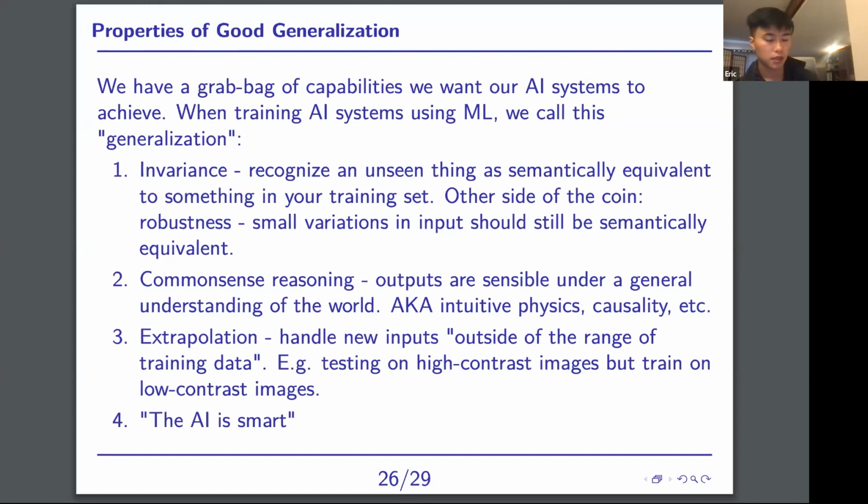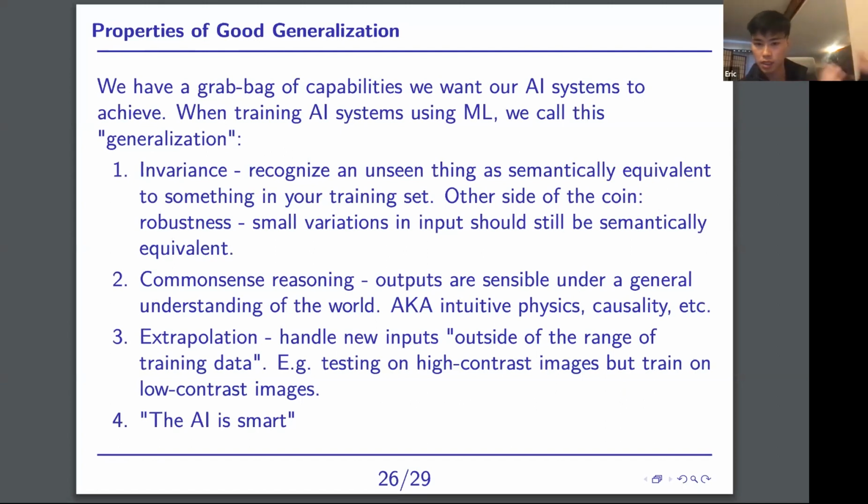So when people talk about generalization, they often really mean they want the AI to be smart, and generalization is kind of this catch-all term for describing AI systems that are working well but trained using machine learning. And there's this grab bag of capabilities. Just to list a few, invariance is one example. If I train a cat classifier and I show you a cat you've never seen before, it should be recognized as a semantically equivalent concept to something that I've seen before in the training set, even though that specific set of pixels I've never seen.